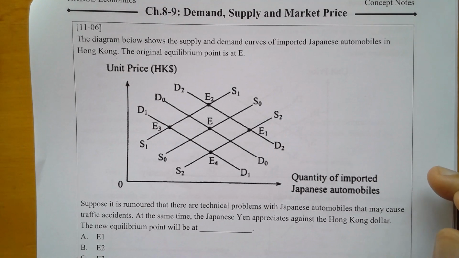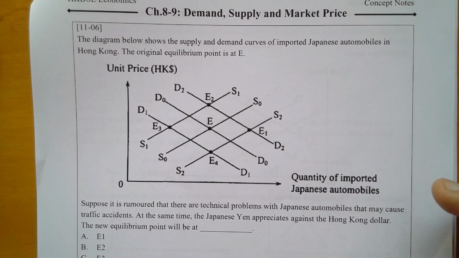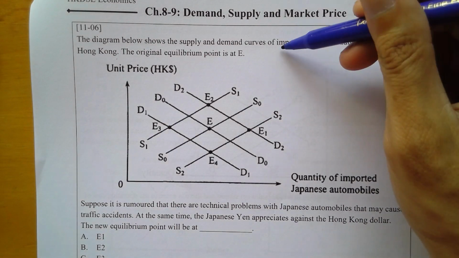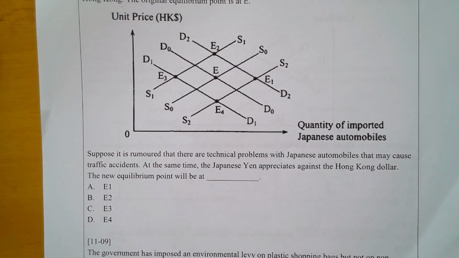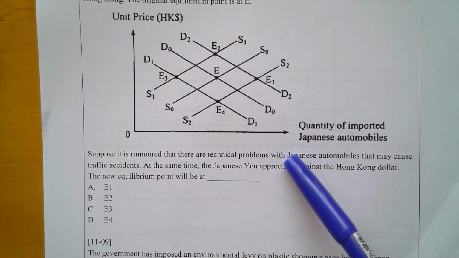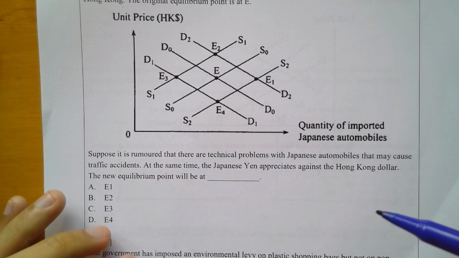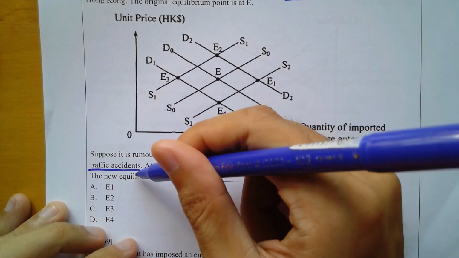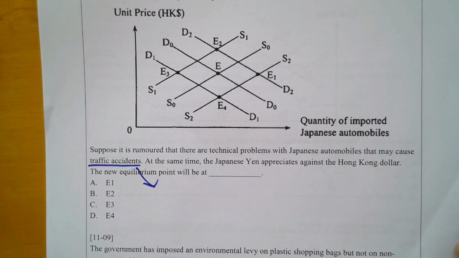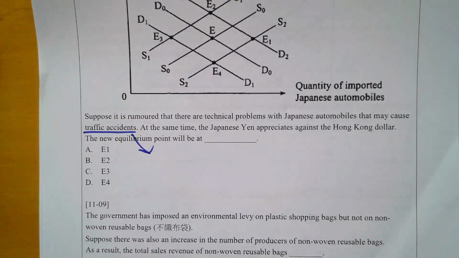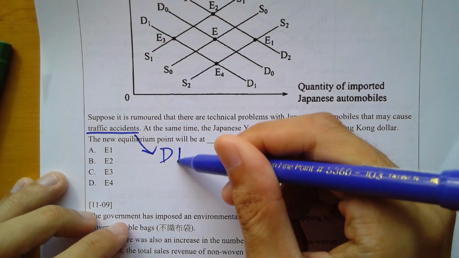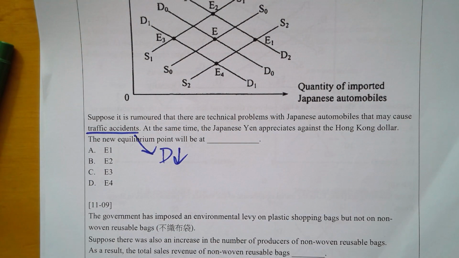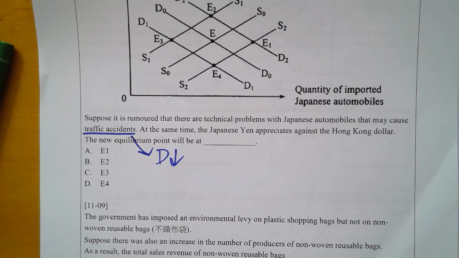Next one. Now the diagram shows imported Japanese automobile. Imported Japanese automobile is X. Now here, suppose it is rumored that technical problem may cause traffic accident. Now, if you know there are traffic accident, what does it mean? Will you buy more or buy less of Japanese automobile? Of course, you will buy less. Demand decrease.